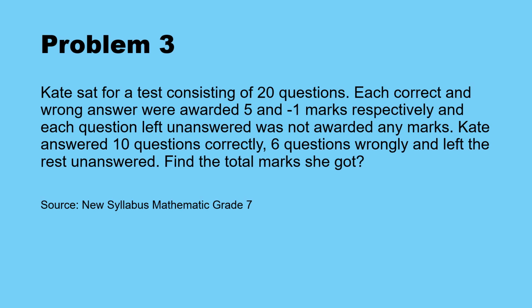Let's have now problem 3. Kate sat for a test consisting of 20 questions. Each correct and wrong answer were awarded 5 and -1 marks respectively, and each question left unanswered was not awarded any marks. Kate answered 10 questions correctly, 6 questions wrongly, and left the rest unanswered. Find the total marks she got.